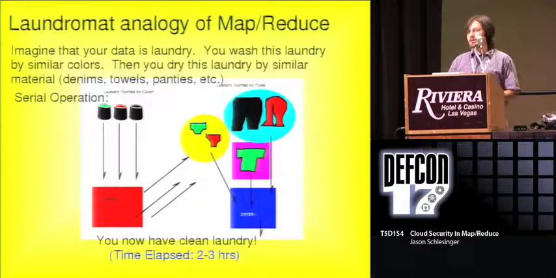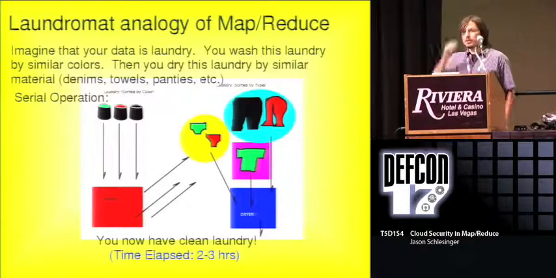Now, an example of the speed up of MapReduce in my MS Paint-tastic diagram here is if your data is laundry, then you're doing laundry in a serial environment. Then you can only run one load at a time. And then when the load is done, then you need to break up your laundry based on material so that your dryer dries everything. Because if you put in a pair of panties and a bunch of towels, then the panties are going to be burnt and the towels will still be wet.